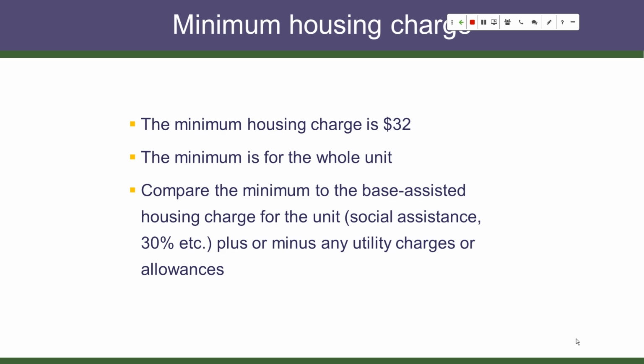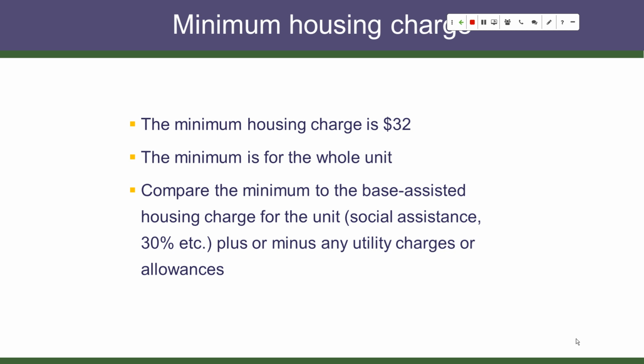Now we are going to talk a little bit about the minimum housing charge. The minimum housing charge is $32 a unit, and it's a minimum for the entire unit, not per individual family configuration. It is also applied after you've determined the utility allowance or charge. That's very important to note. So once you've done all the calculations and looked at the utilities, at the end you determine: does that meet the minimum? Is it below? Then it would bump it up to $32.